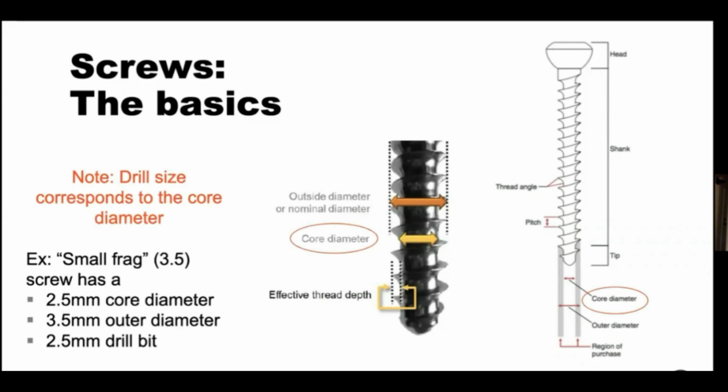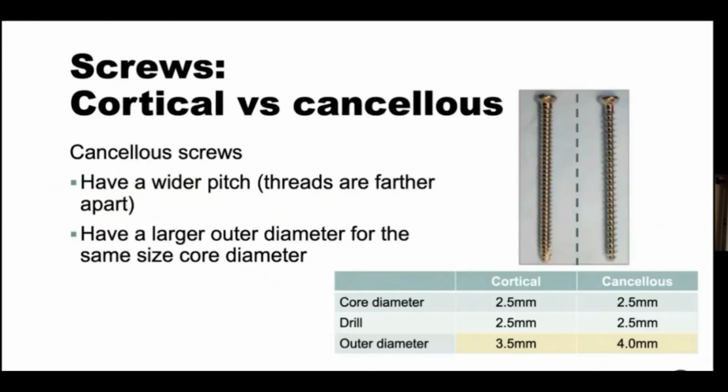So again, drill size corresponds to the core. For example, in very basic small frag or basic sets, which are considered 3.5 millimeter sets, for many of the implant companies that means the screw has a 2.5 millimeter core diameter and a 3.5 millimeter outer diameter, and so you're going to use a 2.5 millimeter drill bit. Understand that the difference between core and outer diameter changes a little bit amongst the implant companies, so it's important to be familiar with what you're working with. But that's the principle that you need to understand.